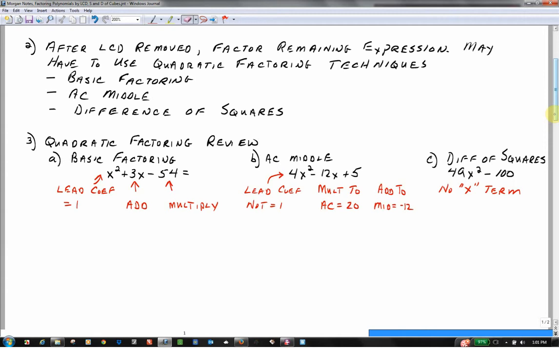Then sometimes we had factoring that had all three terms, an x squared, an x, and a constant term, but the coefficient in front of the squared term was not a 1. Like over here, it's a 1, but over here it's not, and we would have to use AC middle. Then the third type of factoring we did with quadratics is sometimes we didn't have the x term, and it could have been a difference of squares. If the first term was a perfect square and the second term was a perfect square and they were subtracted, then that would be 7x minus 10 and 7x plus 10. So those were the three main factoring techniques that we used for quadratics.